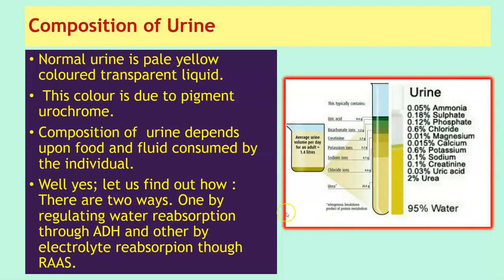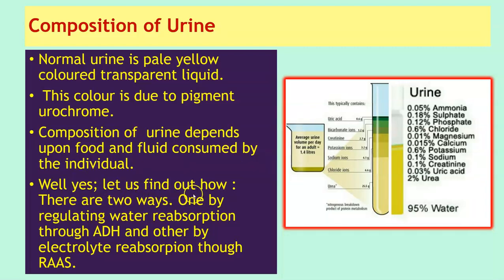Have a look at this image here. It gives you a breakup of the components that are present in the urine of an adult individual. So the average urine volume per day for an adult is 1.4 liters, and these are the typical contents that are present in the urine. Students, there are ways to find out what would determine the composition of urine.